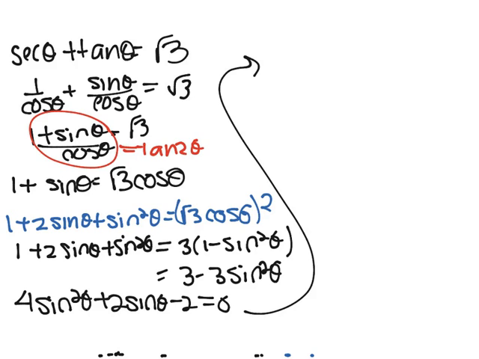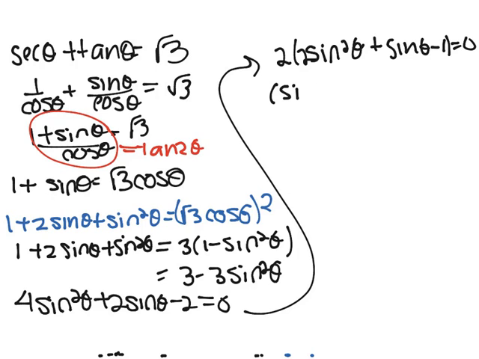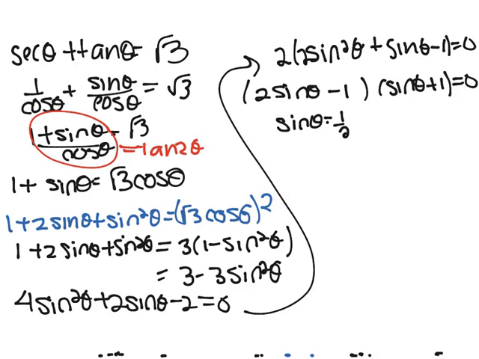From there you can factor out a 2 and you get 2 sine squared theta plus sine theta minus 1 equal to 0. You can divide both sides by 2 and then factor. So you get 2 sine theta minus 1 times sine theta plus 1 equals 0. And now you have to solve two equations. You have to solve sine theta equals a half and sine theta equals negative 1.